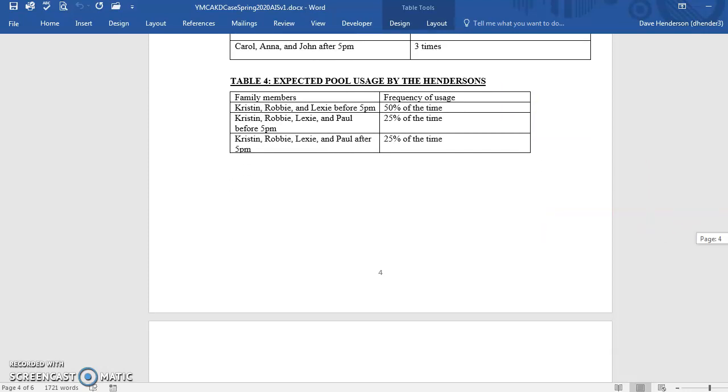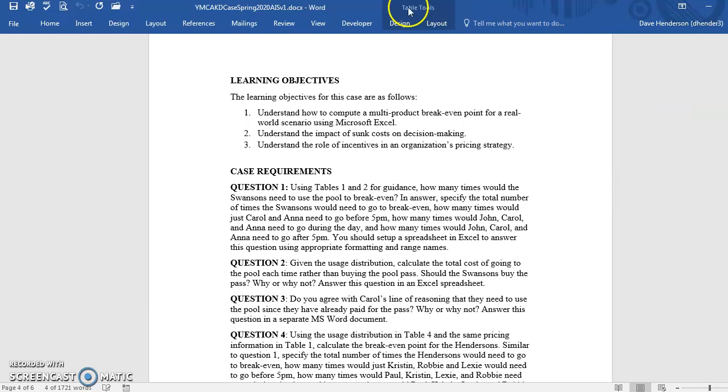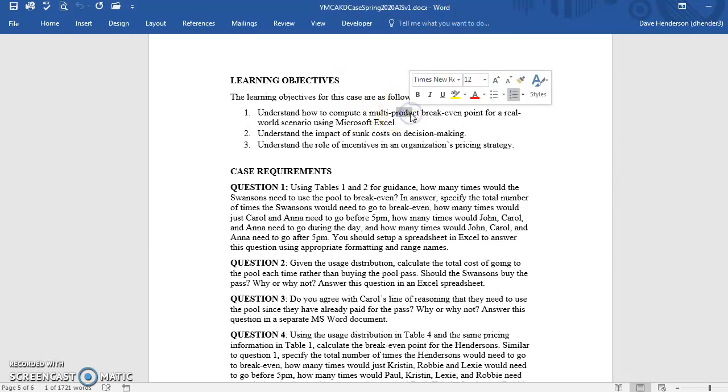And then Table 4, this is for the Hendersons. So it's pretty similar to what the Swansons did. In terms of your learning objectives, understand how to compute multi-product break-even. That's what this is. This is a multi-product break-even. Except we're not talking about a product, we're talking about usage, but it's the same idea. Okay? So the whole idea of this case is to say, here's what you know about multi-product break-even in terms of cost accounting. How can you take that and apply it to a personal finance decision? Also to understand the impact of sunk costs on decision-making and the role of incentives in an organization's pricing strategy.